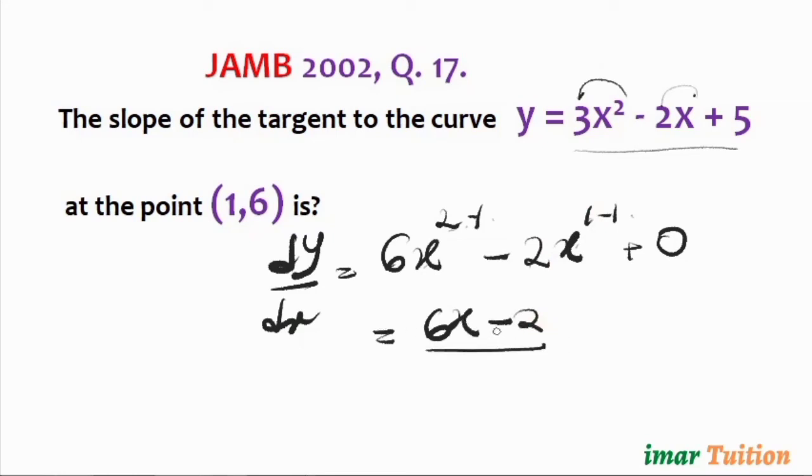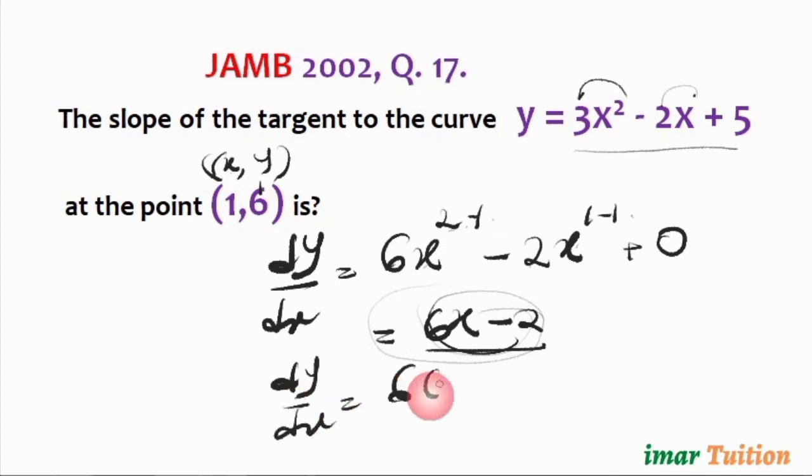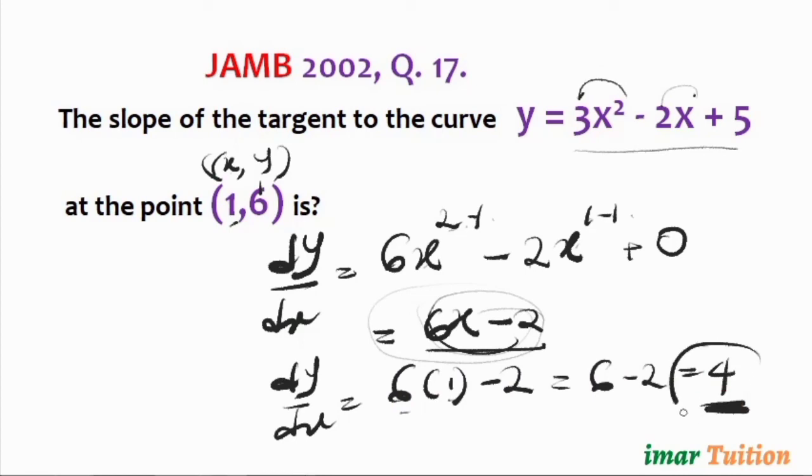So they're asking us to find the value, not in terms of x, the actual value of the gradient, where x is 1 and y is 6. In this case, we're going to substitute the value of x because we don't have y in our gradient. So our gradient dy/dx will now be equal to 6 times x. x is 1 from here, minus 2. That gives us 6 times 1, 6 minus 2. The answer to the gradient is 4.